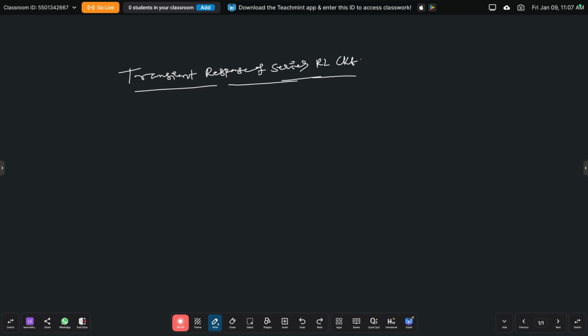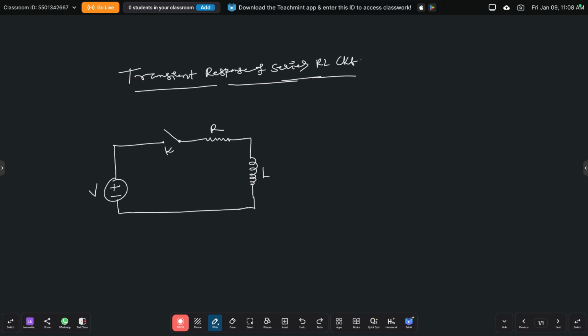So in general, let us take any one of the series RL circuits. Here this is a switch and one resistance in series with one inductance. It is connected across a voltage source. This is the V, the switch is represented by K, this is the R, and this is the inductance L.